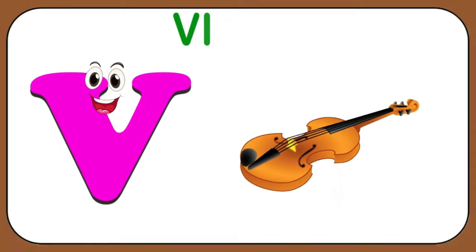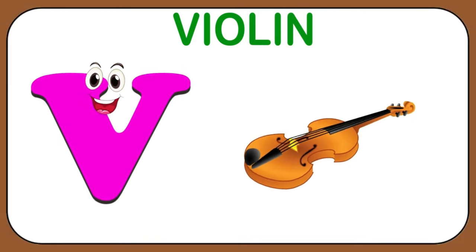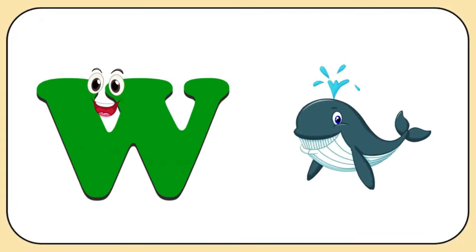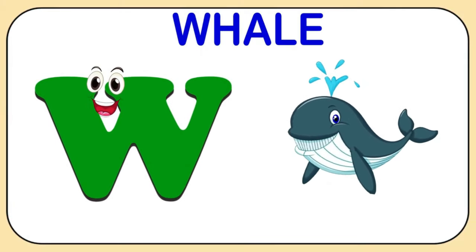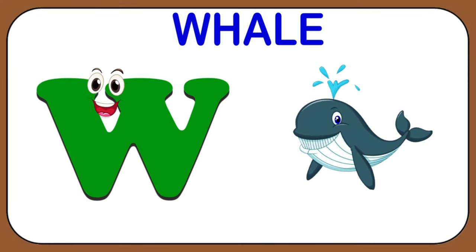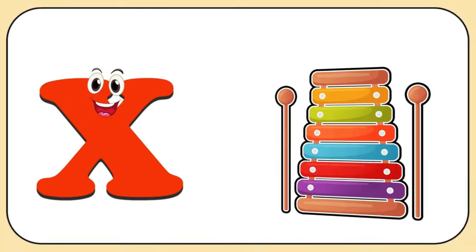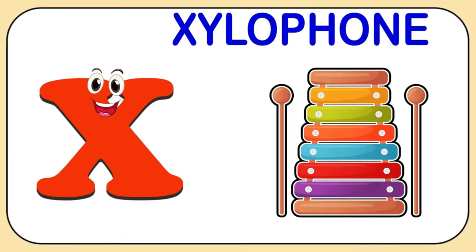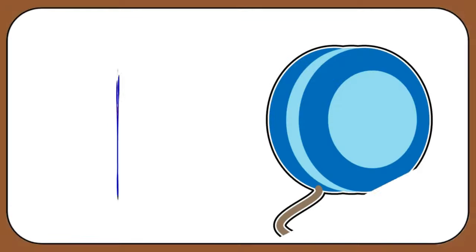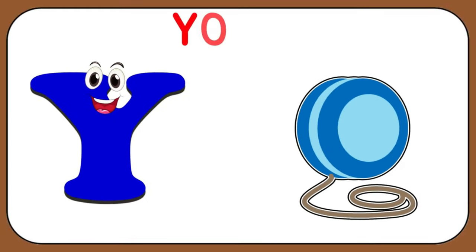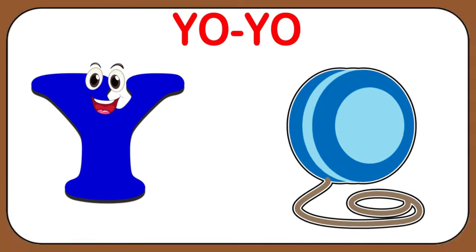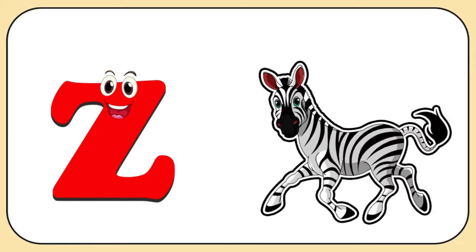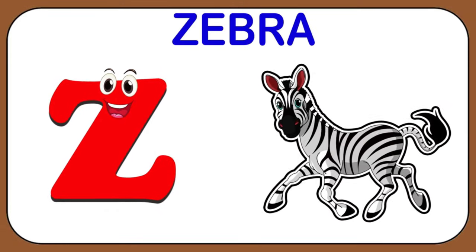V is for violin. V, v, violin. W is for whale. W, whale. X is for xylophone. X, x, xylophone. Y is for yo-yo. Yo-yo. Y, yo-yo. Z is for zebra. Z, z, zebra.